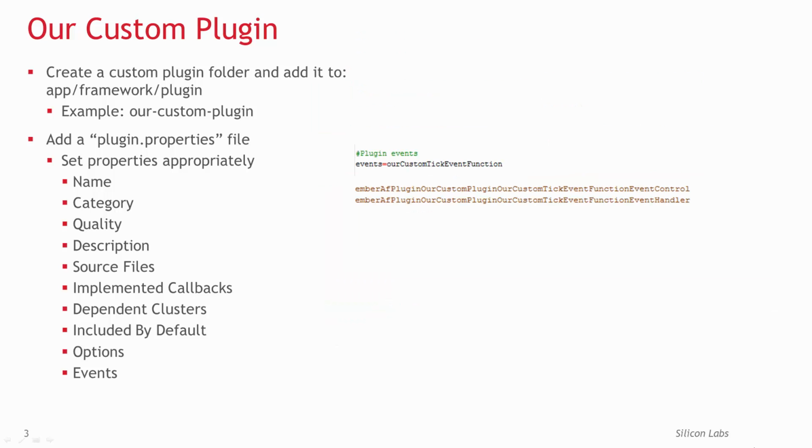Our final plugin property to discuss is the events property. This will create two variables which can be used as an event handler and control in your source files. The naming structure of these variables is Ember AF plugin, followed by the plugin's name, event property name, and ending with the event handler or event control respectively. This is the main structure of the plugin.properties file. You may use other plugins' plugin.properties files as a starting place for creating your own.